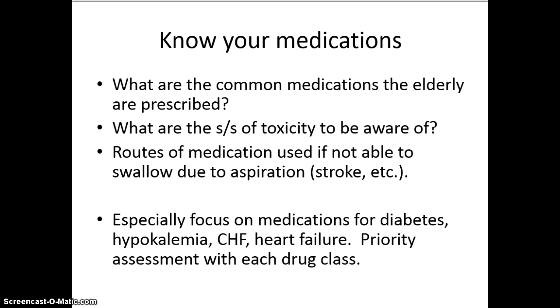When we look at the medications, what are the common meds that we think of that the elderly take? What are the high-risk medications? Digoxin, furosemide, potassium are just a few that come to mind, but we need to make sure that we know the toxicity, signs and symptoms, usually nausea, vomiting, halos, heart rate becomes very low or irregular.